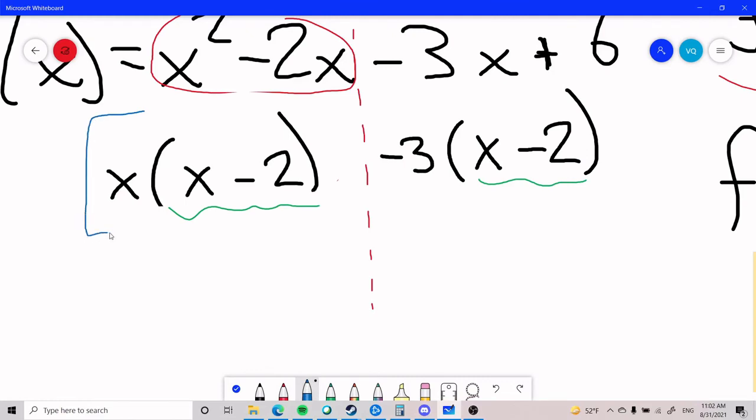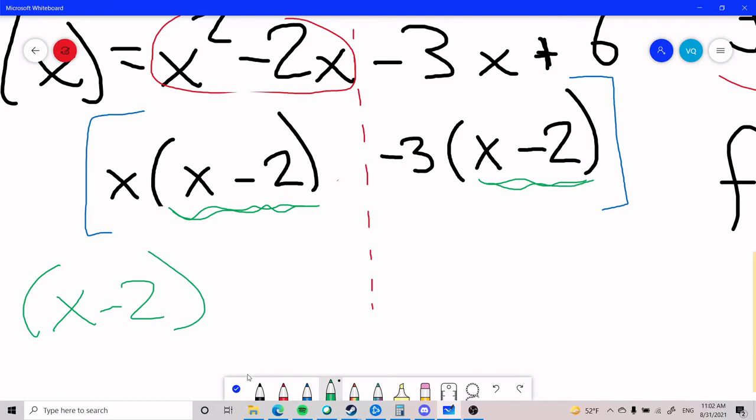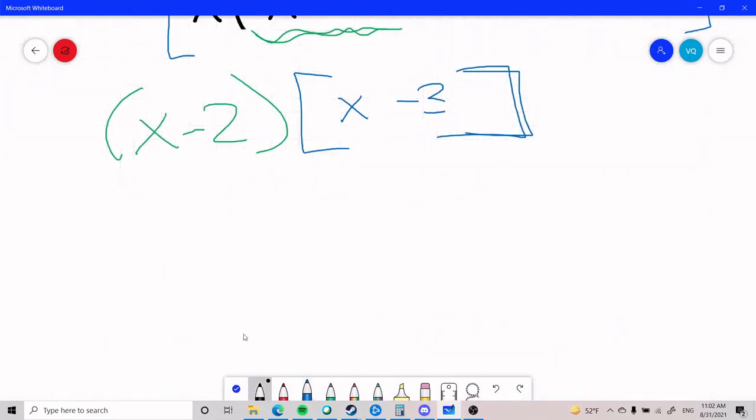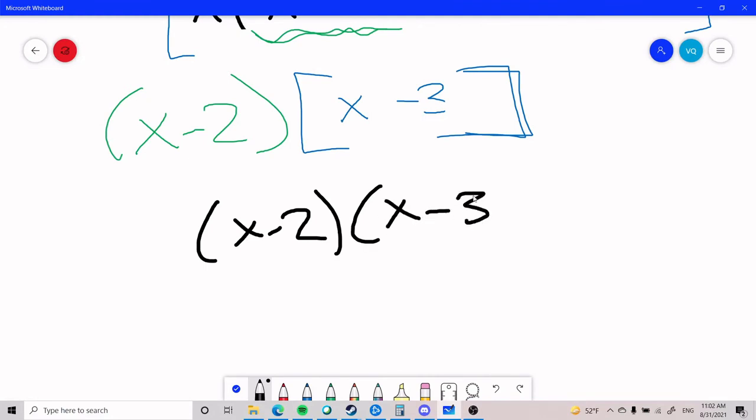And so if I put a parenthesis on the outside over here and I say, hey, I'm going to factor out the green line here, x minus 2, and I literally take out x minus 2 here, and I see what is multiplied on the inside, we're going to have x minus 3. And so now we have effectively factored the function. Now I'm going to rewrite it down here, and we end up with x minus 2 times x minus 3, and I still have f of x being equal to this.